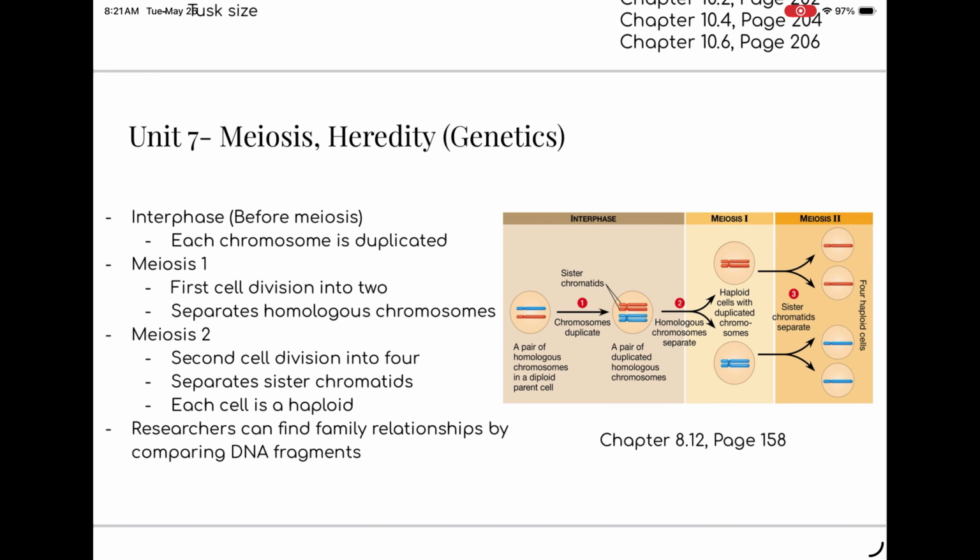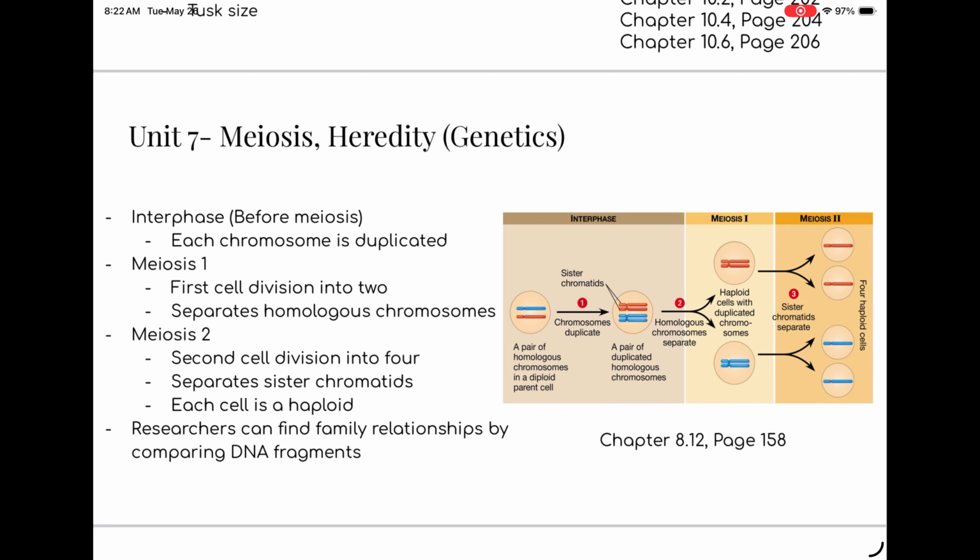Unit 7, Meiosis, Heredity, and Genetics. During interphase, which is before meiosis, each chromosome is duplicated. So it's like the structure of 2 cells but in 1 cell. During meiosis 1, the cell divides into 2 and it separates homologous chromosomes. During meiosis 2, that's the second cell division, the 2 cells divide again into 4 cells, and that separates the sister chromatids. And each cell is a haploid because it's half of a diploid.